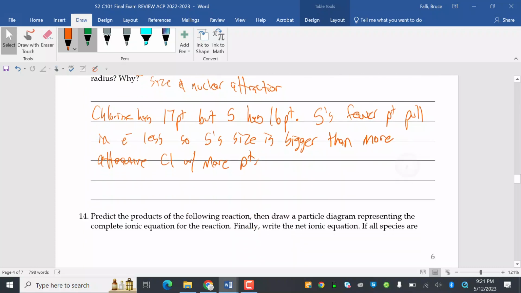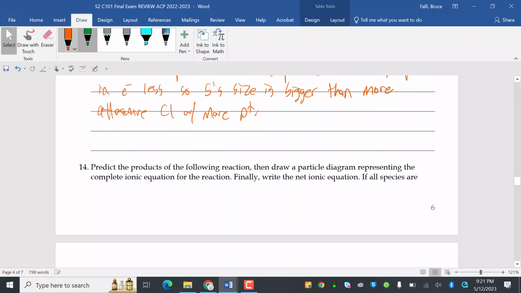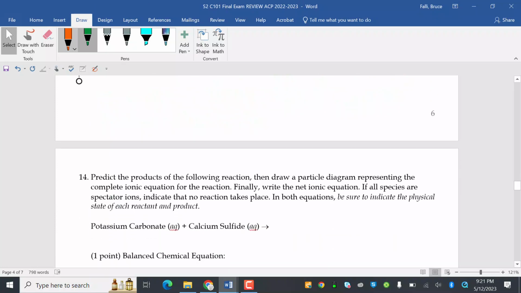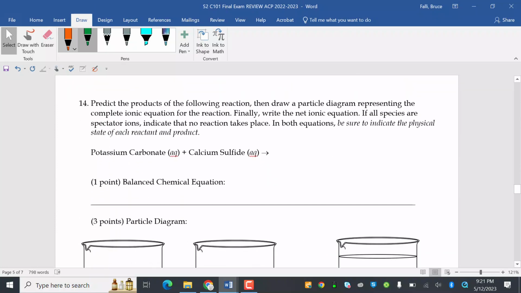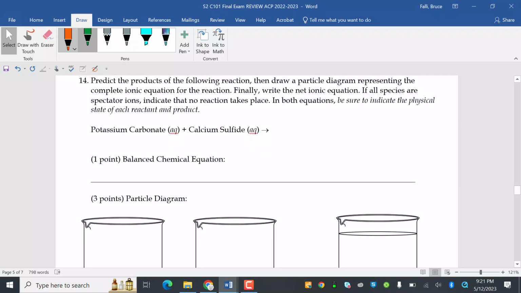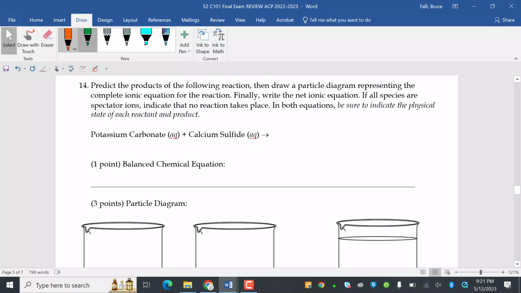All right. Predict the products of the following reaction. Then draw a particle diagram representing the complete ionic equation for the reaction. Finally, write the net ionic equation. If all species are spectator ions, indicate no reaction takes place. If both equations, be sure to indicate the physical state of each reactant and product.